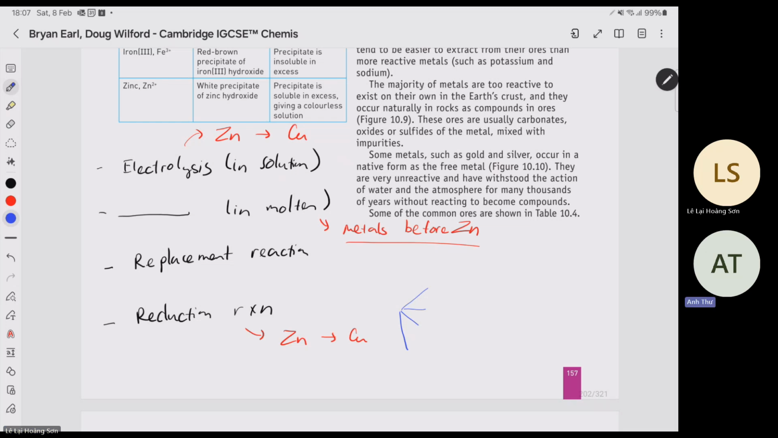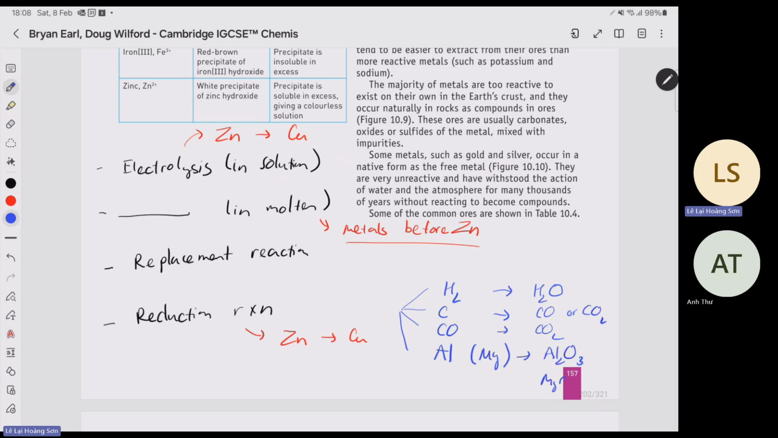It will be hydrogen, carbon monoxide, carbon, and aluminum. Yeah, aluminum. Sometimes we can also use magnesium. All right. So these compounds will be able to reduce the oxide. Basically, hydrogen will be converted to water, carbon will be converted to CO or CO2, CO will be converted to CO2, and aluminum or magnesium will be converted to aluminum oxide or magnesium oxide.